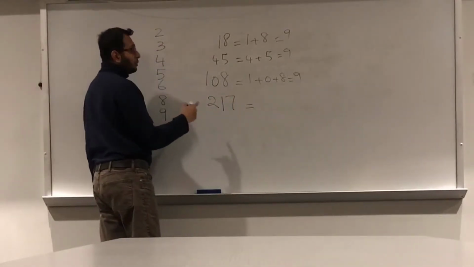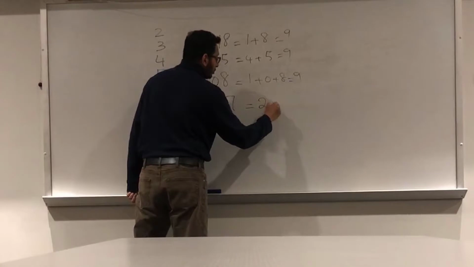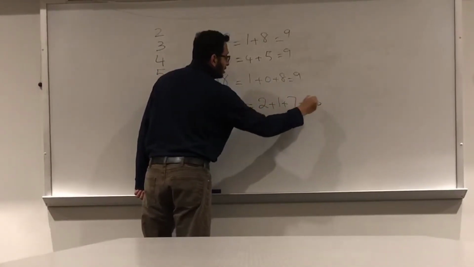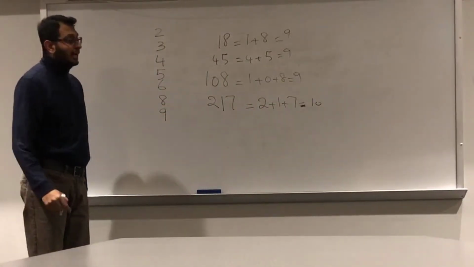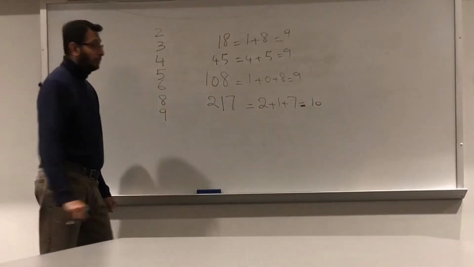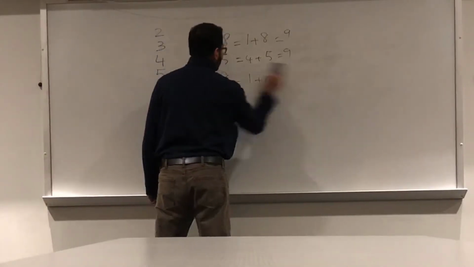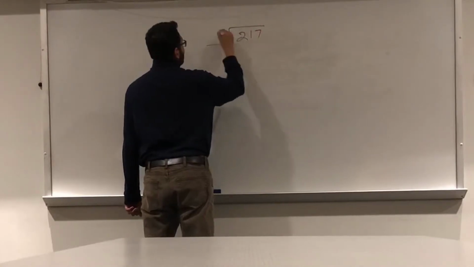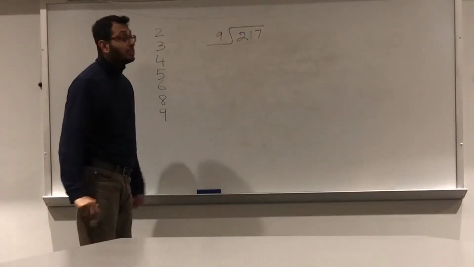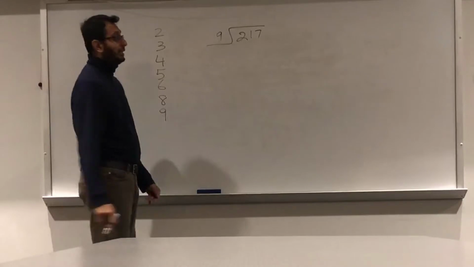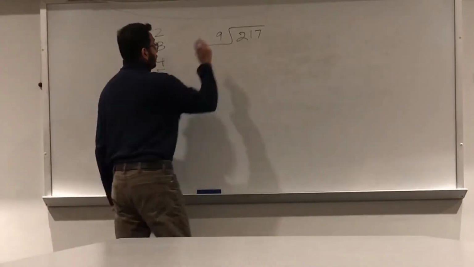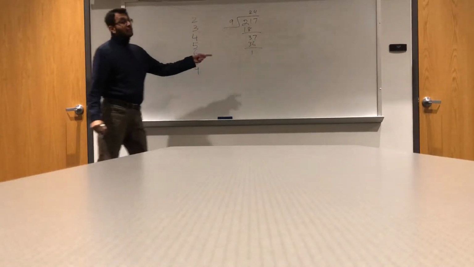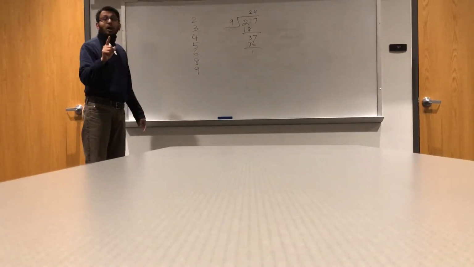On the contrary, if you look at the number 217, now what do you come up with? 2 plus 1 plus 7. And that gives you 10. Since 10 is not divisible by 9, the number will not be divisible by 9. Let's check. 217 divided by 9. We made the case that this will not be divisible by 9, so we must have a remainder. As you can see, there was a remainder, and that remainder was 1.